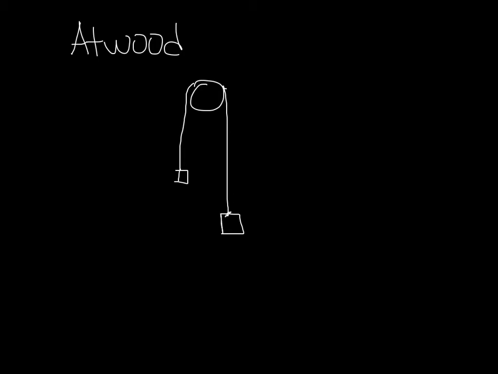Today we're going to do a short video on an Atwood machine. And this particular machine is going to be a vertical Atwood machine. We have a pulley with a mass hanging down on one side and another mass hanging down on the other. And right here is our pulley. So we have two masses hung over a pulley by a piece of string that has tension in it.